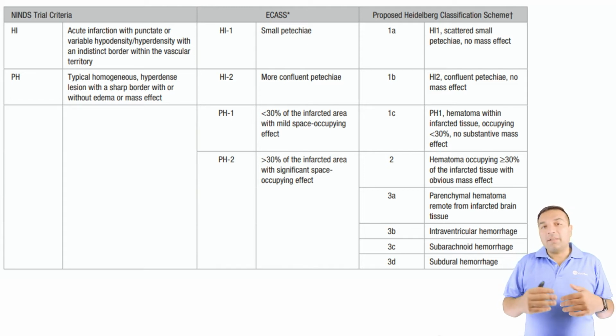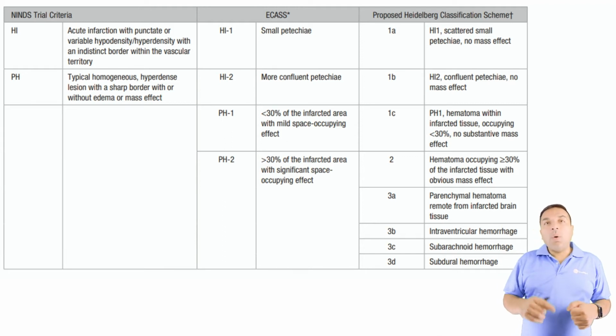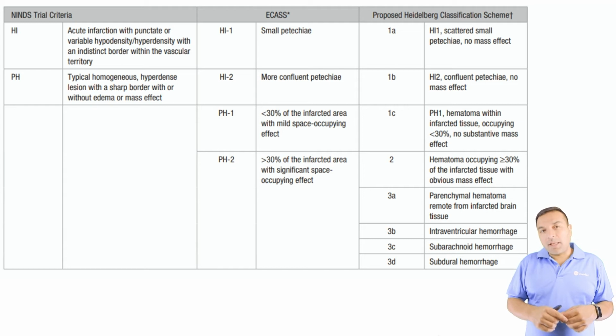As far as the ECASS is concerned, that is more delineated into H1, H2, PH1, PH2. H1 is small petechial hemorrhages, which is, to be honest with you, expected in some of these cases. More confluent plaques, if you look at it, that's considered H2. And then PH1 is less than 30% of the infarcted core with mild space occupying lesion, and PH2 would be more than 30% with significant space occupying lesion. And that's how ECASS derived it.